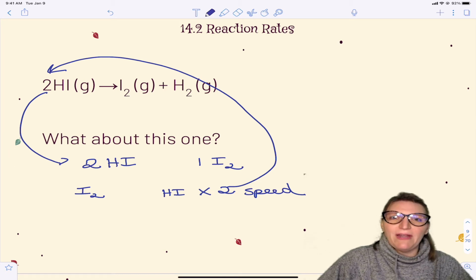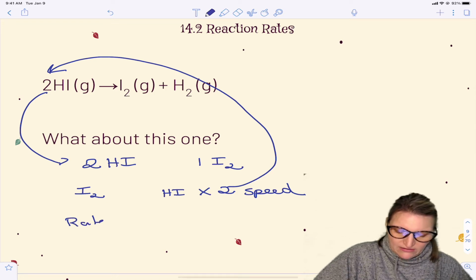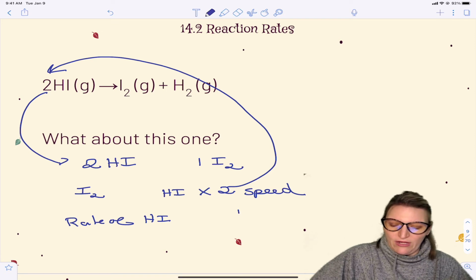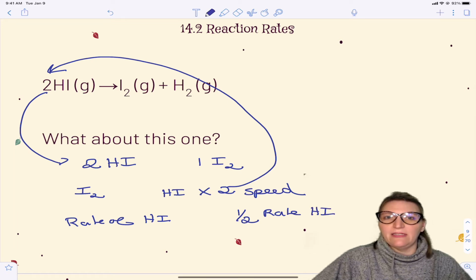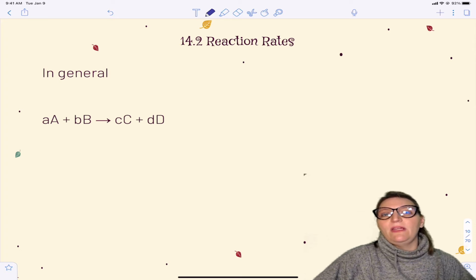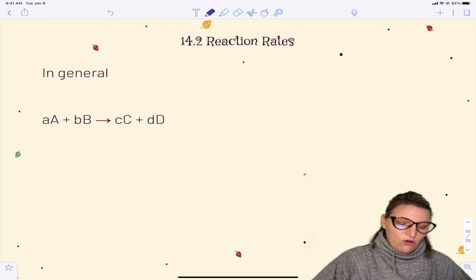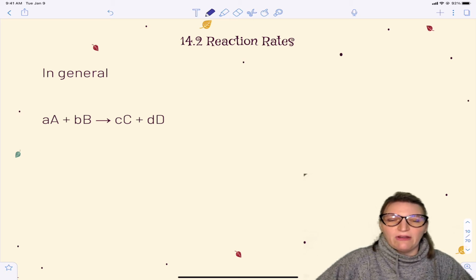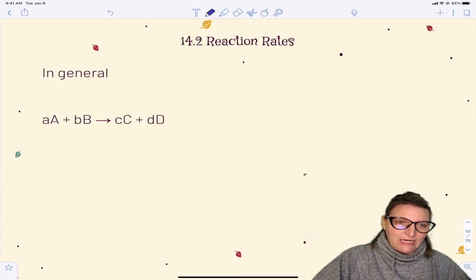So another way to think about this is the rate of the HI. We said the rate of the HI disappearing is twice as fast, or we could say the rate of the H2 is 1/2 the rate of the HI disappearing. And that's actually the formula that we would use for this. So in general, we have a formula that kind of looks crazy, so just write it down and then we'll use it a few times so you can understand.